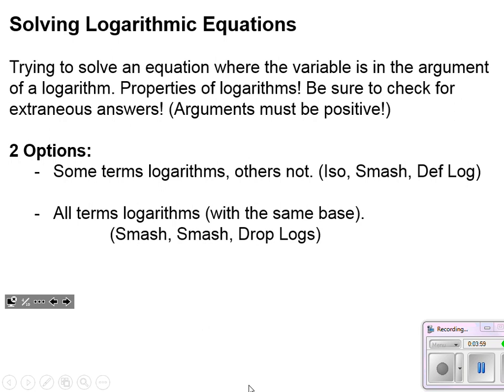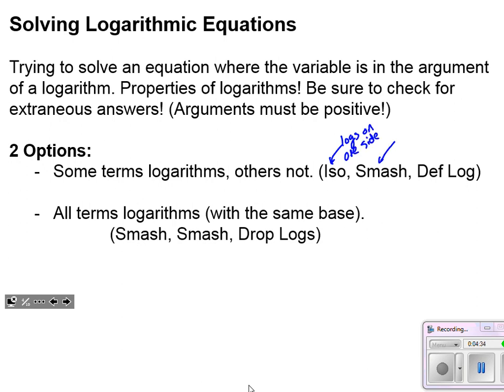And when I get more than one solution, I just want to make sure that when I plug it back into the original problem, it doesn't make any negative arguments in that logarithmic equation. If it does so anywhere, it's not an acceptable answer. So we can have extra answers there. We want to be sure we're checking for those. We've got two options for solving logarithmic equations. The first one, if I have some terms in the equation that are logarithms, others that are not, I call that iso smash def log. We are going to isolate, in other words, logs on one side.